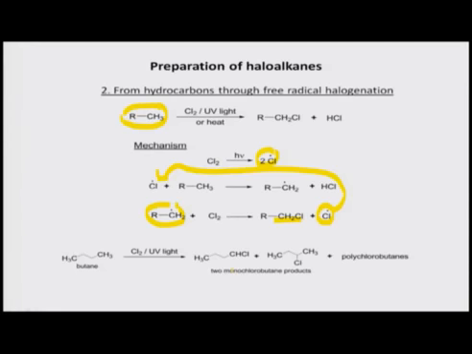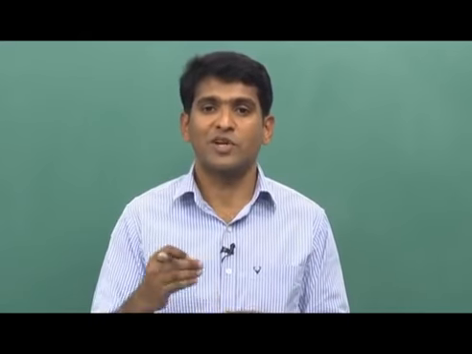So, if I assume that only one of the hydrogens is replaced, even in that case I can get 1-chlorobutane and 2-chlorobutane. These are monochlorobutanes. Additionally, I can also have polychlorobutanes where there can be more than one, that is 2, 3, 4 or 5 hydrogen atoms replaced with chlorine.